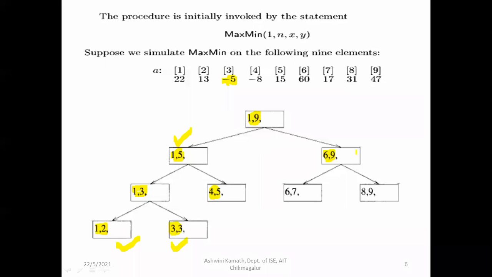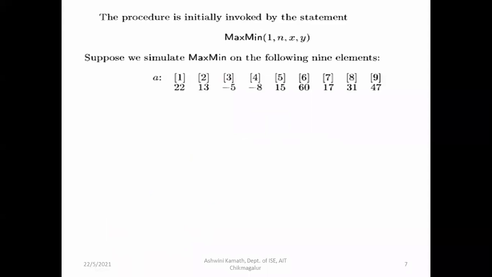On the right side, we have 6 to 9. Again, it will be divided. How will it be divided? 6 plus 9 divided by 2, that is 15 divided by 2. You will get 7.5, so we have to use the floor function, which is equal to 7. So 6 to 7 is one array, 8 to 9 is another array. So this is how it will continue. We'll see how it will assign.